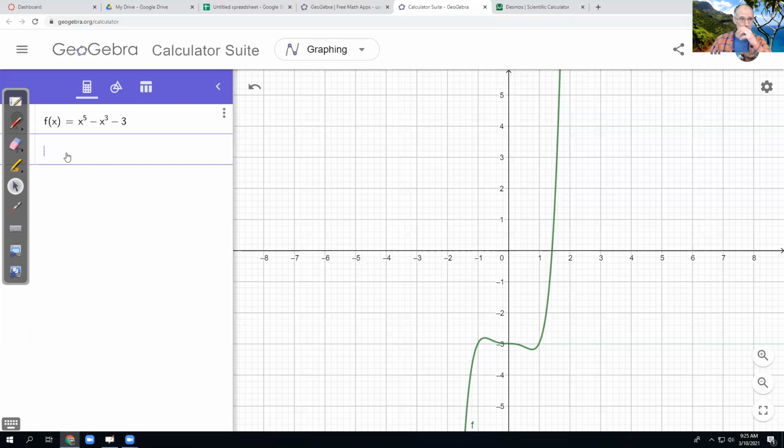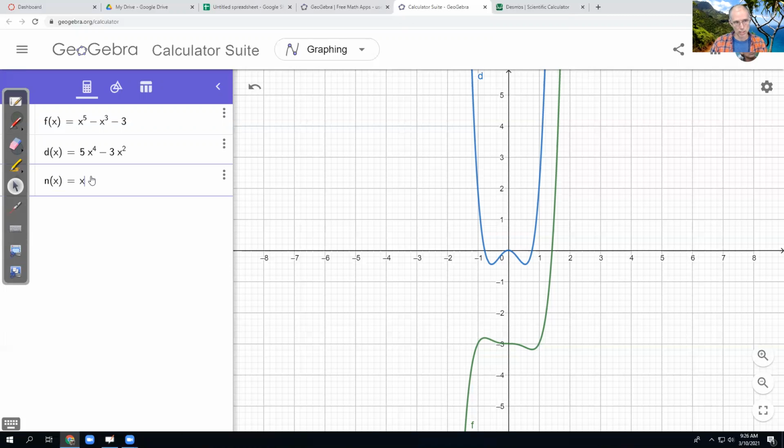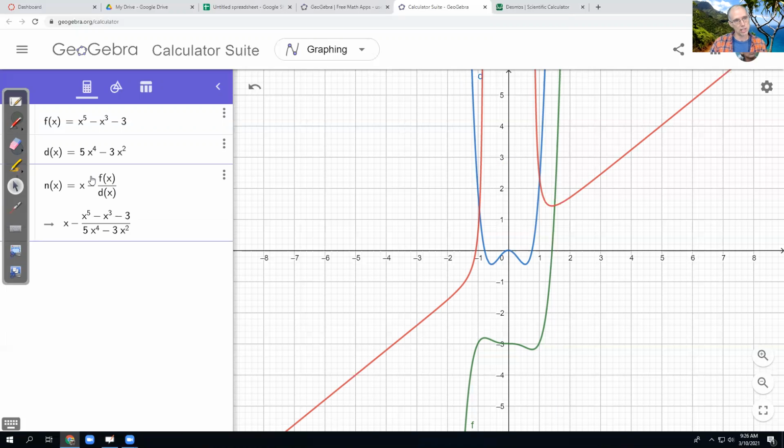I could actually program Newton's method right into Geogebra here by just saying, hey, I know the derivative. The derivative is 5x raised to the 4th minus 3x raised to the 2nd. And then Newton's method on that, I could call n of x, would just be whatever x value I give it minus f of x over d of x. Right? That's what Newton's method says. And so Geogebra just wrote that out for me there. And then I can just start applying that with a first guess there. And so my first guess was going to be, what, 1.4, is that what I said?